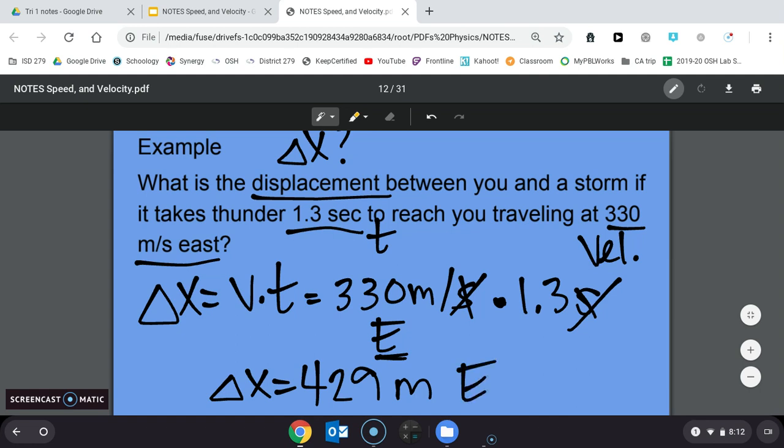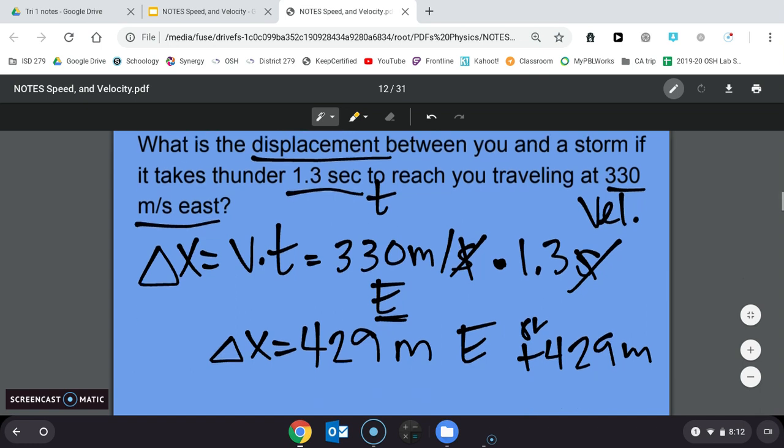A reminder that you could also choose to put positive 429 meters, because east is considered a positive direction. Again, your choice, just like which way you want to solve it versus which way you want to label it.